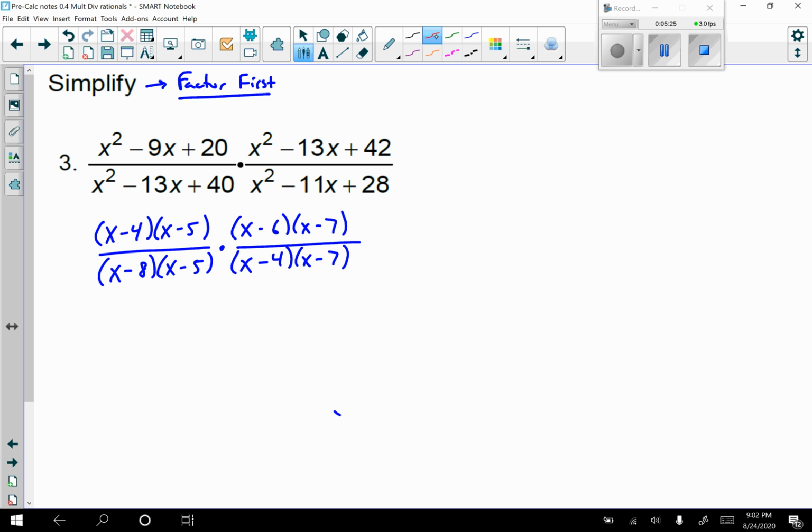So as we go through, it's not just the x minus 5s that cancel, the x minus 7s, but we also have this x minus 4, one from the first, one from the second, because they are multiplied. So that's all the reducing we can do, and now we end up with the x minus 6 on top and the x minus 8 on the bottom. There's our final reduced simplified solution for that one.